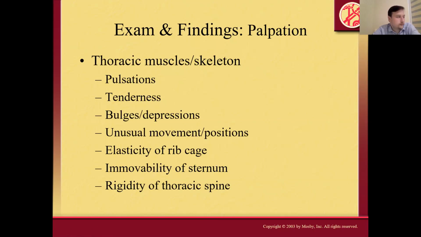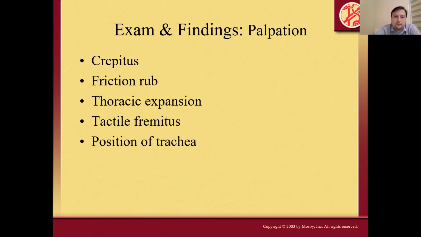And we go to the palpation of the chest. What is the aim of palpation? We need to find pulsations, tenderness, bulges, depressions, unusual movement or position, elasticity of the rib cage, immovability of the sternum, and rigidity of the thoracic spine. Next one: presence of crepitation, friction rub, thoracic inspection, tactile fremitus, and position of the trachea.